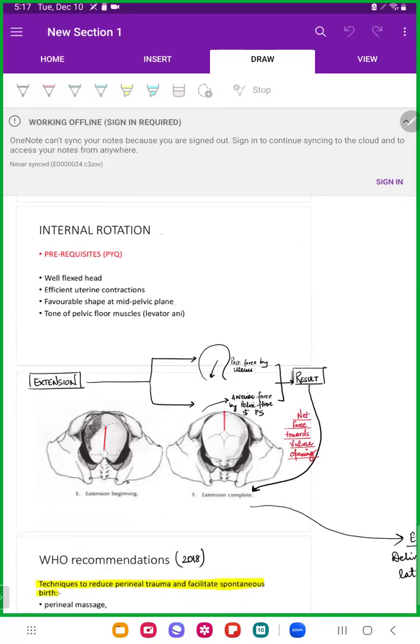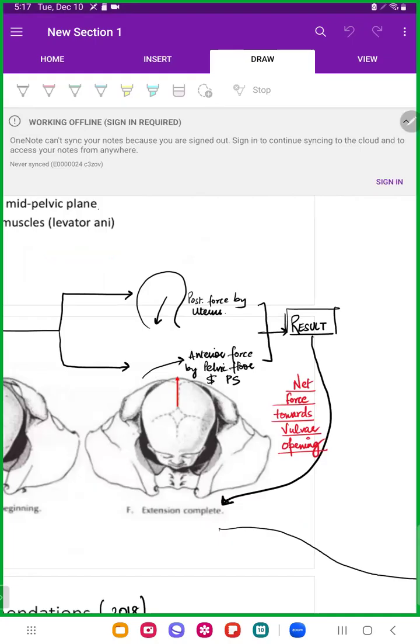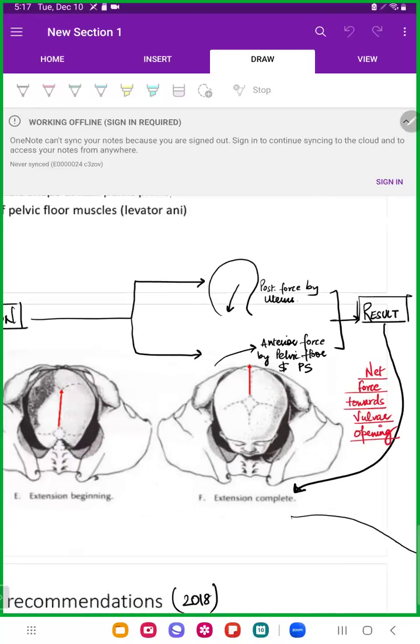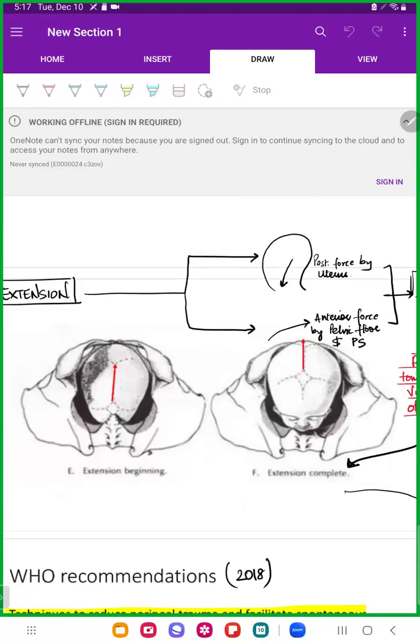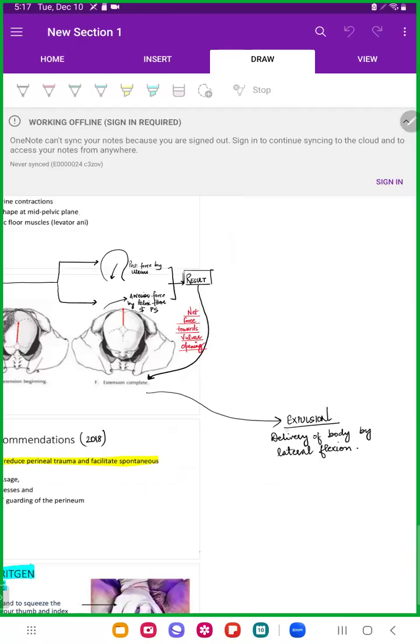Next comes extension. What happens in extension? There is a force caused by the uterine contraction, which is in the posterior direction, and there is a force caused by the pelvic floor and pubic symphysis, which is in the anterior direction. When we look at the net vector, the net force is directed toward the vulvar opening, which brings about the delivery of the head. So by the process of extension, the baby's head is delivered. Okay. After the extension of the head, there occurs expulsion of the whole body of the fetus. Delivery of the body occurs by lateral flexion.